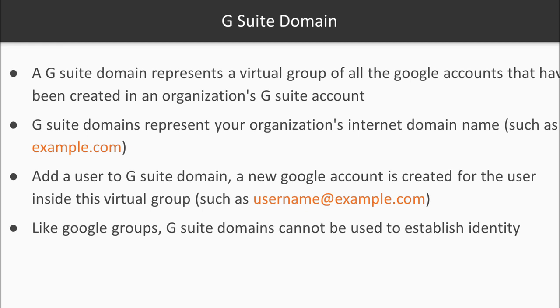A G Suite domain represents a virtual group of all the Google accounts that have been created in an organization's G Suite account. G Suite account domains represent your organization's internet domain name, such as example.com, and when you add a user to your G Suite domain, a new Google account is created for the user inside a virtual group, such as username@example.com. Like Google Groups, G Suite domains cannot be used to establish identity, but they enable convenient permission management.